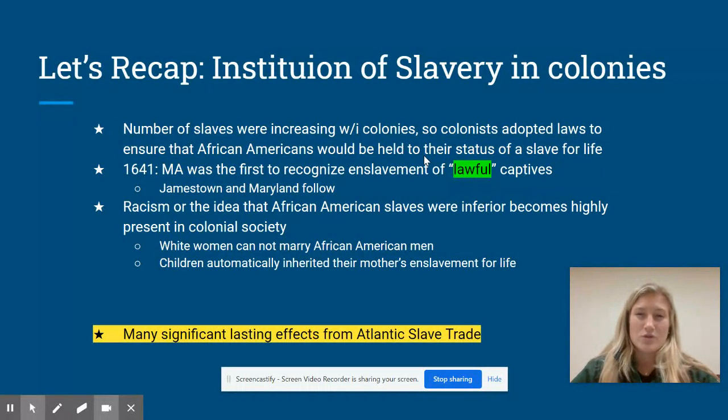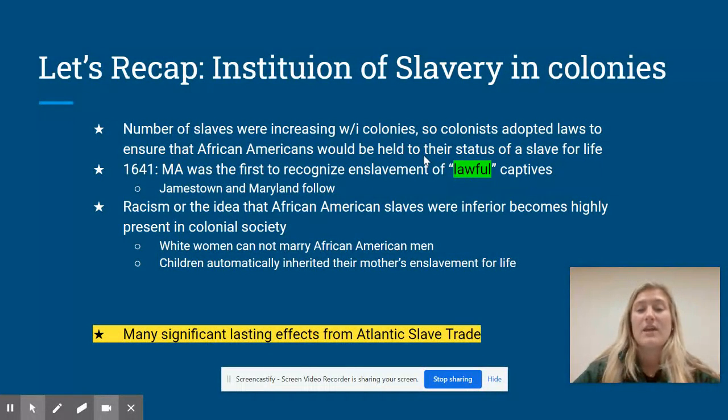So within this institution of slavery, we see the introduction of racism and superiority based on race by the white colonists. We see rules put in place and present in colonial society, including that white women could not marry African American men. And as I just said, that children automatically inherited their mother's enslavement for life. So we see this reoccurring theme now present in colonial society that Africans are inferior to the white colonists and that they are treated as property owned by the colonists.